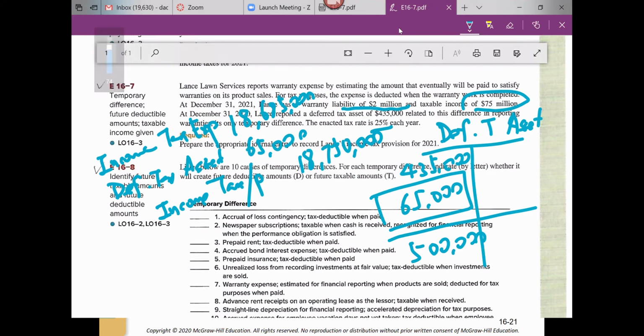Income tax payable is based on this taxable income. See, the taxable income is 75, right? 75, tax rate is 25%. This is 75 million times 25%. That's the income tax payable. Okay. Taxable income means you need to pay tax on that, right? On the 75, okay? You pay 25% of 75. Any other question?